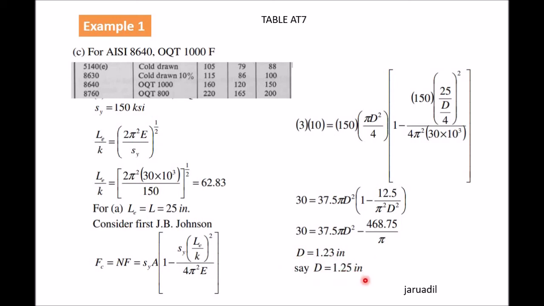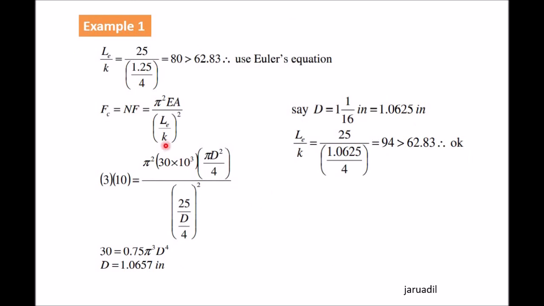Inch. Then we will use this D of 1.25 to check the slenderness ratio, LE over K. So we have here 25, the effective length, divided by K, the diameter divided by 4. That is the formula for K. So 1.25, the diameter, divided by 4. So we have here, this is equal to 80, which is greater than 62.83.